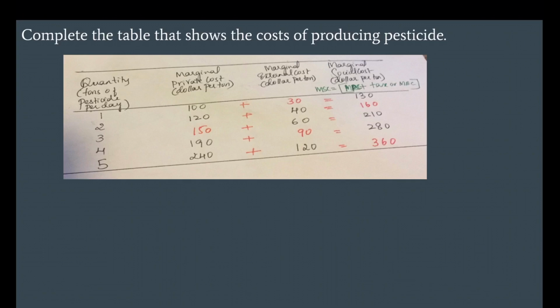To calculate marginal private cost, we take the marginal external cost away from marginal social cost. To calculate marginal external cost, we take marginal private cost away from marginal social cost. And to calculate marginal social cost, we add marginal private cost and marginal external cost.